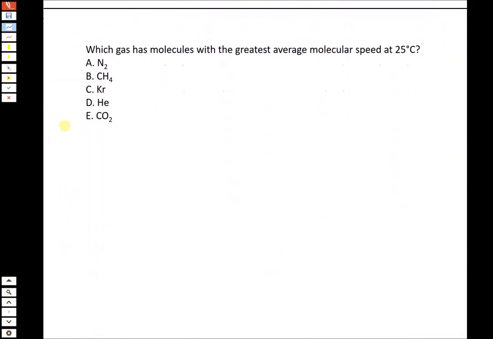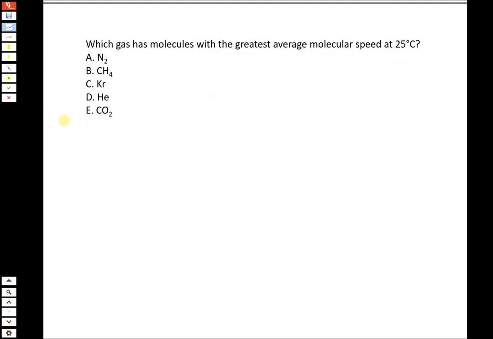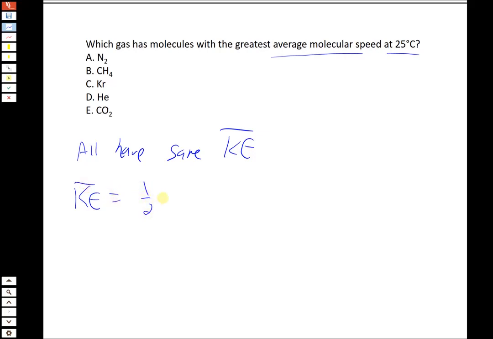And then this problem here is really the same concept, but now again dealing with average molecular speed. So they're all at the same temperature, 25 degrees Celsius, so all have the same average kinetic energy in this case because they're all at the same temperature. But again, as we just said, the average kinetic energy is 1/2 mv squared. So if we're talking about average molecular speed, we need to account for the mass or the molar mass of each gas. So again, the lighter gases are going to have higher molecular speeds, and the heavier gases are going to have lower molecular speeds.